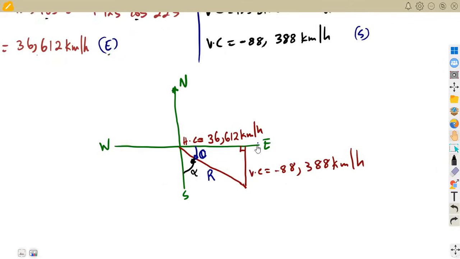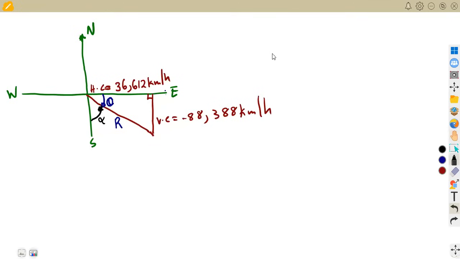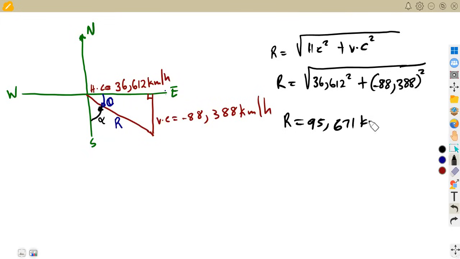So like I said, as we are at this stage, to find the resultant, which is the velocity, it is simply the square root of the horizontal component squared plus the vertical component squared. So r is equal to the square root of the horizontal, that's 36.612 squared, plus the vertical, which is negative 88.388 squared. That is going to give us the resultant in this case. If we consider this, we obtain 95.671 kilometers per hour. That is what you're going to obtain from your calculator.